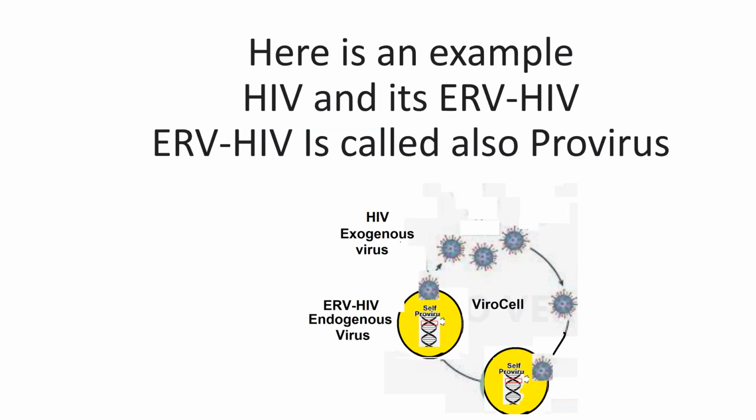So here's an example. I applied this ViroCell concept to HIV and its ERV HIV. ERV HIV is also called provirus. So here you have the two parts of the virus cell, HIV: the virions, which are the exogenous virus, and ERV HIV, which is the endogenous virus in the cell.